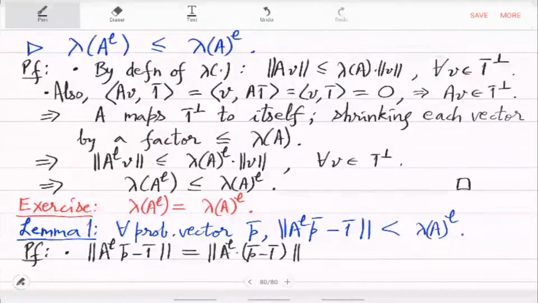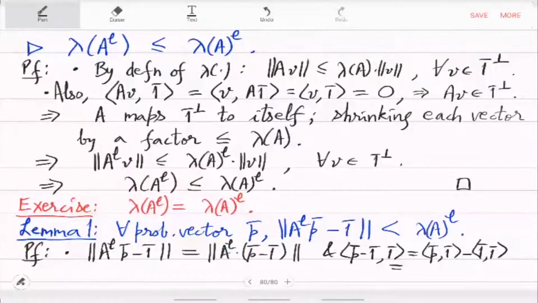Okay, let's just claim it, and P bar minus 1 bar comma 1 bar is equal to, what is P bar 1 bar and what is 1 bar 1 bar? Remember that P bar is a probability vector, so the inner product with 1 by n will give you overall 1 by n, and the second thing, for the same reason, 1 by n. So they are equal, okay, it is 0. Which means that A to the L is actually acting on a vector which is orthogonal to 1 bar. So you can use lambda A to the L as the scaling factor.